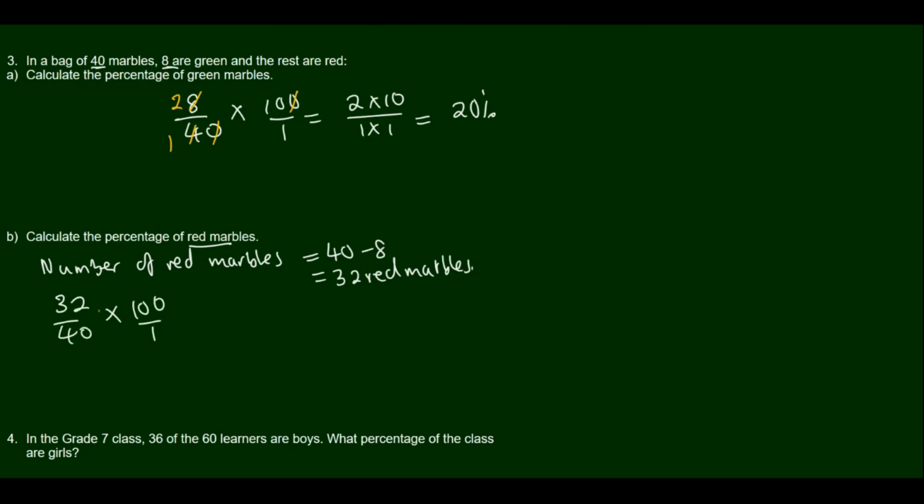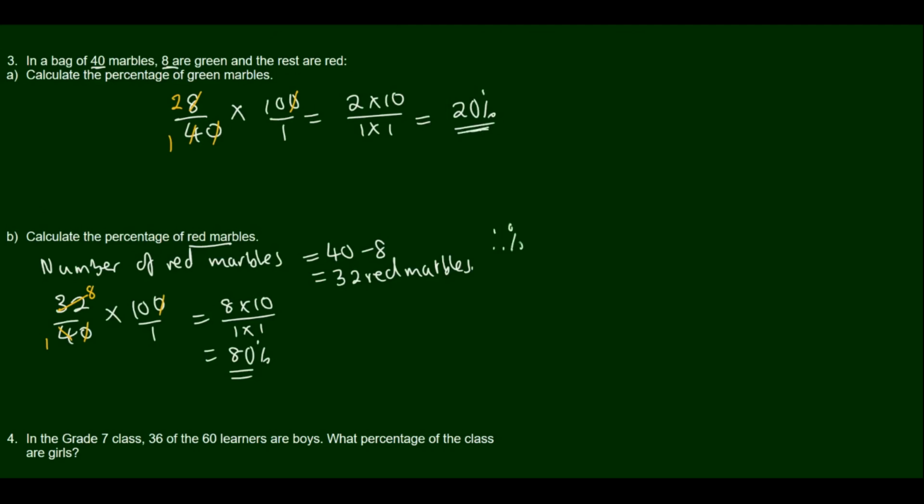Divide by 10, divide by 10. Then divide by 4, 4 into 1, 1, 4 into 32, 8. And then we're left with 8 times 10 at the top, the numerators, 1 times 1 at the denominators, then 8 times 10, that is 80%. Or we could have said the percentage of the green marbles is 20%.